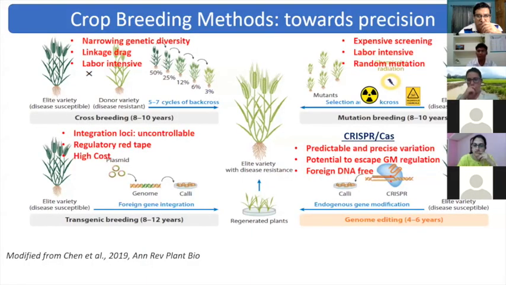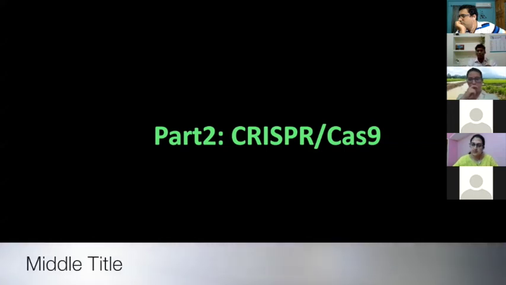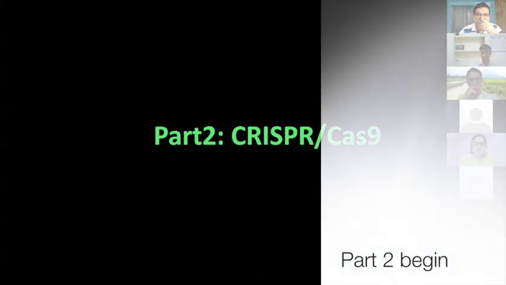Later part of the presentation. Coming to part 2, I would now introduce you to this exciting tool, CRISPR-Cas9, and how this tool is being used worldwide in different sectors to develop precise variation and to improve crops at a very rapid pace, which would not have been possible with the earlier technologies that I discussed.